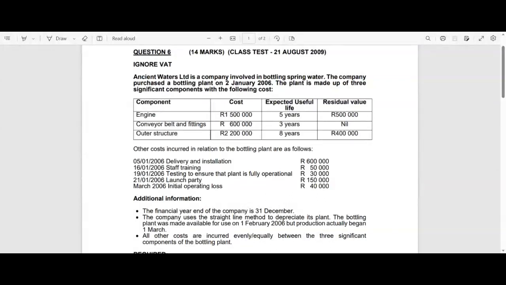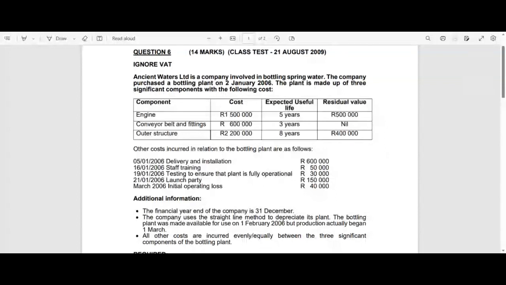Okay, so now we've got to go and see whether it is a directly attributable cost. So, ladies and gentlemen, is it a necessary cost? That is our first question. Is it necessary to test it before we can use it? What would you say? Yes or no? Yes, thank you all. Yes, it is necessary to test it.